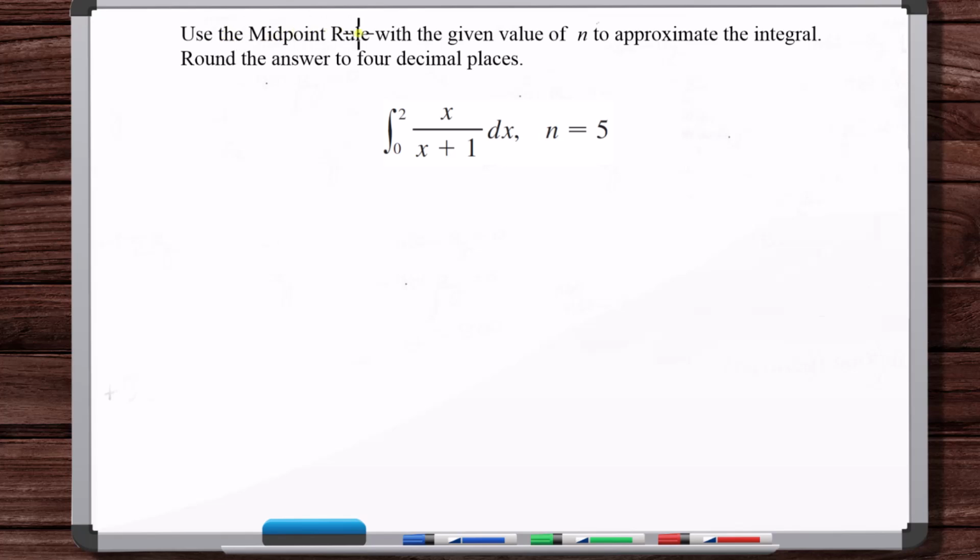Use the midpoint rule with the given value of n to approximate the integral. Round the answer to 4 decimal places. What they're saying here is that, remember, for a definite integral, it's the limit as n goes to infinity of the Riemann sum. But they're saying ignore the limit as n goes to infinity and just do the Riemann sum with n equal to 5 using the midpoint.